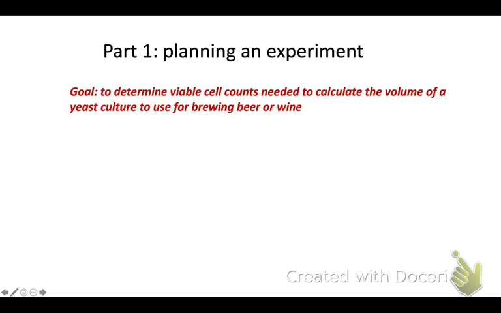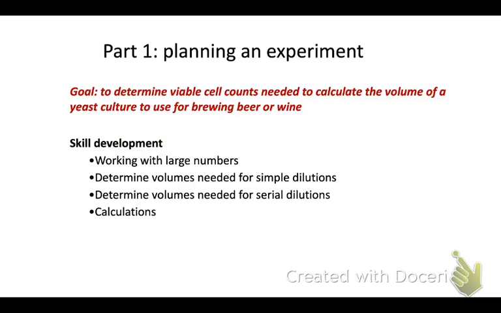This week in lab, you're going to be planning an experiment. The goal is to determine viable cell counts needed to calculate the volume of a yeast culture used for brewing beer or wine. But the very first thing that we need to do is determine how many cells are in a vial, and we need to do dilutions to do that. We'll focus on these skills: working with large cell numbers, determining volumes needed for simple and serial dilutions, and the calculations for that.